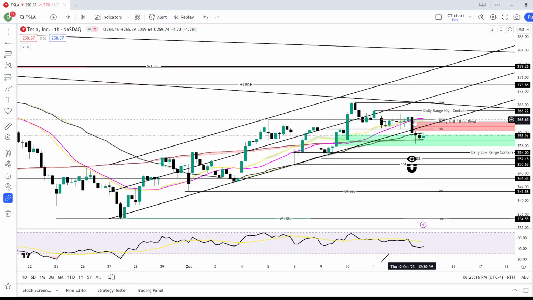In the 1 hour, we are below some moving averages here. We're below the 50, below the 20, and we have a bearish fair value gap. So could we potentially trade up into that, test the trend line, and see us come back down and trade down to the daily range low or low range contain, or maybe even down to the sell side liquidity at 252 and some change, right? Those are possibilities. If we were to pop back up into this bullish channel that we were in, maybe this is a fake out, right?